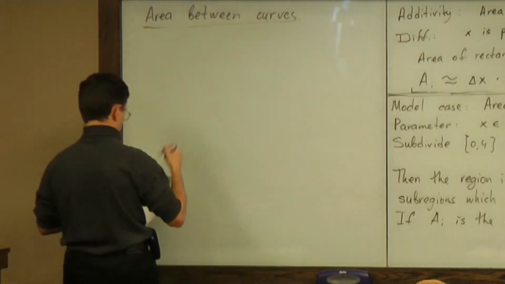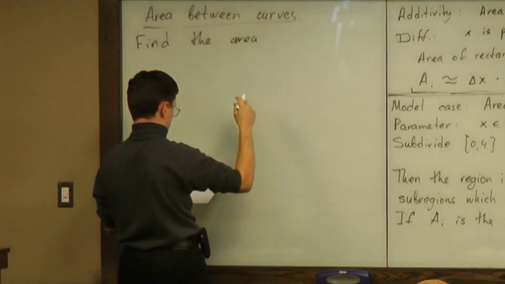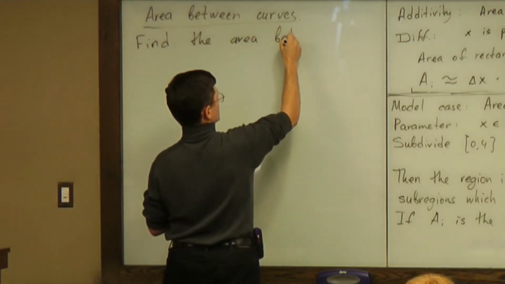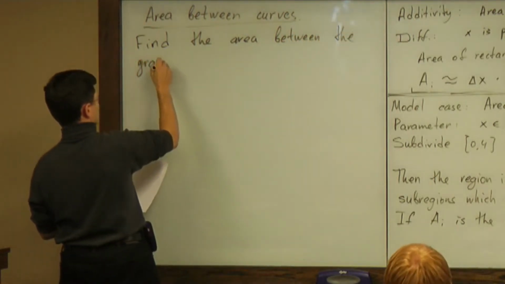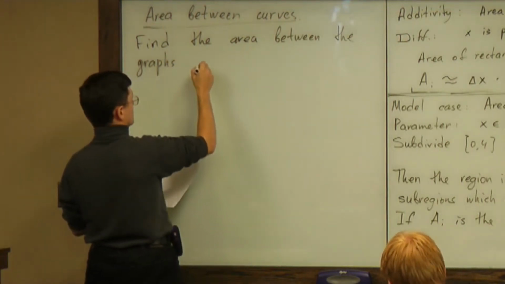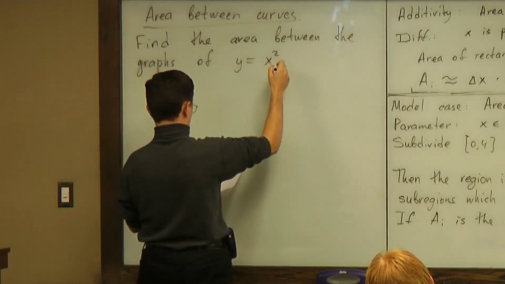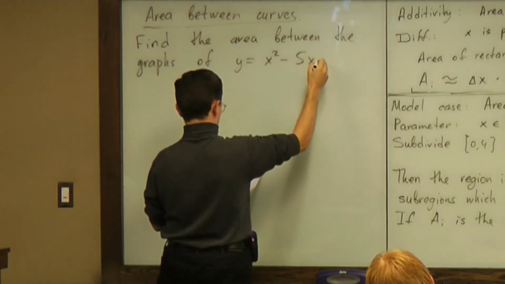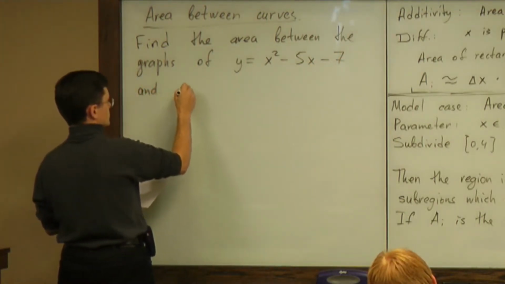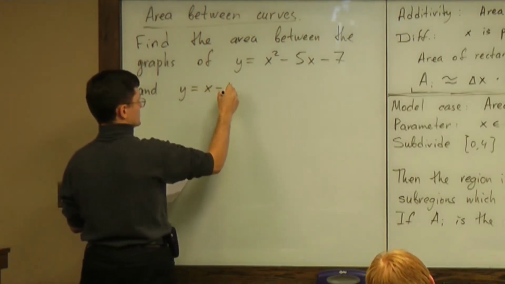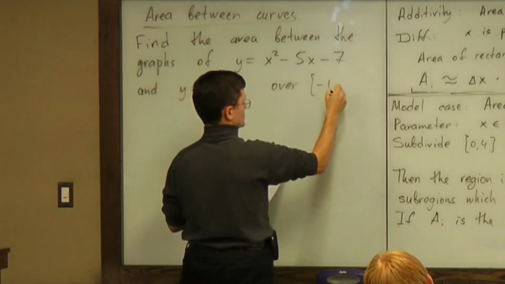So the next problem is: find the area between the graphs of y equals x squared minus 5x minus 7 and y equals x minus 12 over the interval from minus 1 to 5.